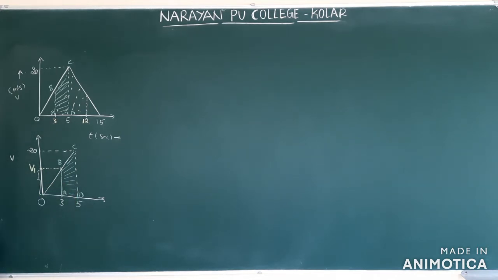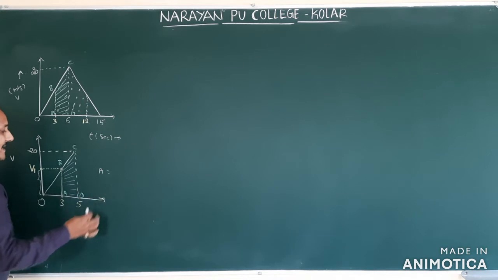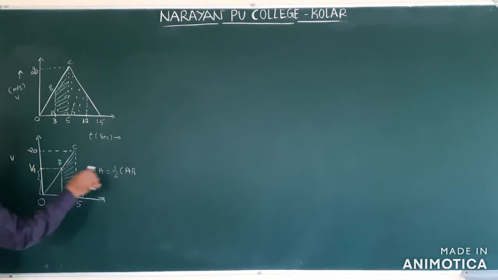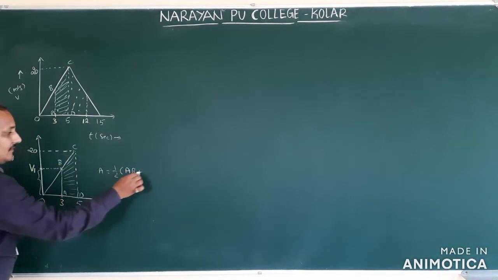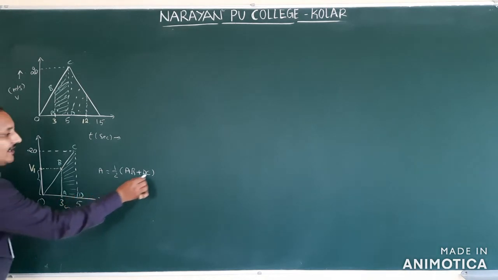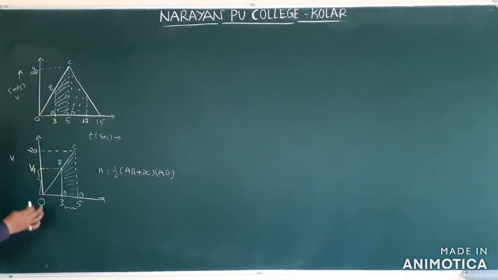While finding the area of this trapezium, we can use the formula. What is the area of trapezium formula? Half of AB plus CD into height. Height means AD. So we should find CD. We came to know what CD is. CD is nothing but 20.